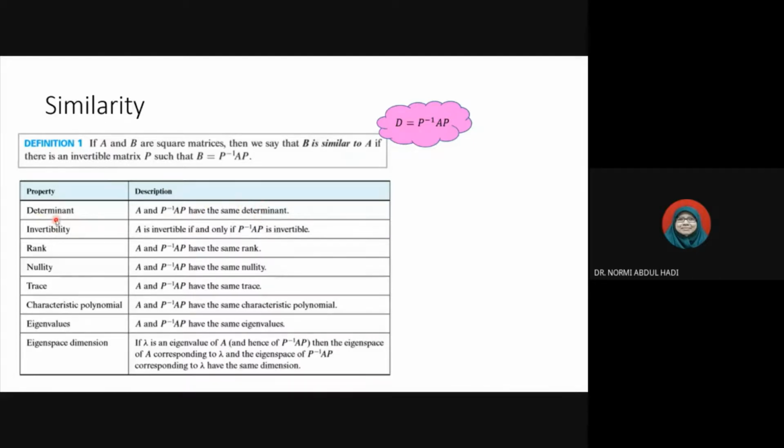And then invertibility. A is invertible if and only if D is invertible. Rank: A and D have the same rank. And then nullity: A and D have the same nullity. Trace: A and D have the same trace. Characteristic polynomial: A and D have the same characteristic polynomial, which is the equation of lambda. Eigenvalue and eigenspace dimension: if lambda is an eigenvalue of A, then the eigenspace of A corresponding to lambda and the eigenspace of D corresponding to lambda have the same dimension, the number of bases in the eigenspace.